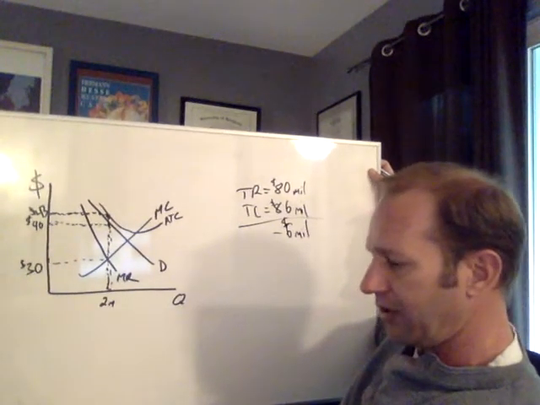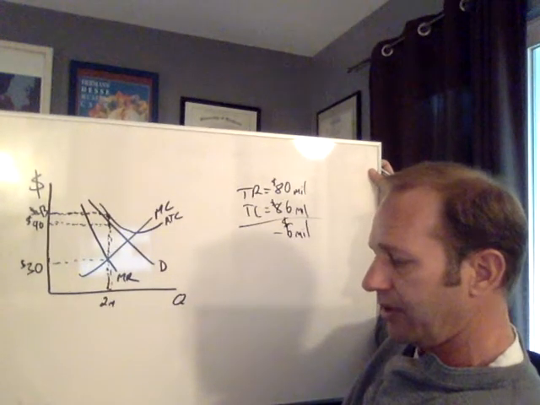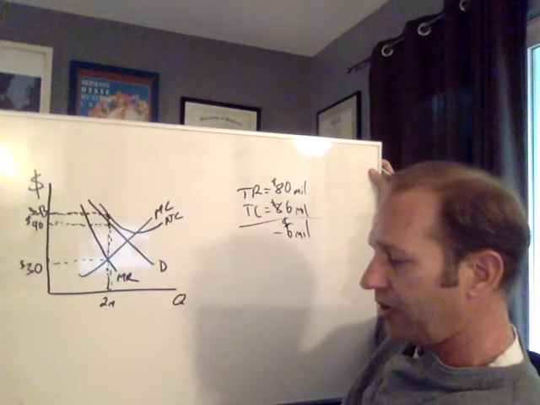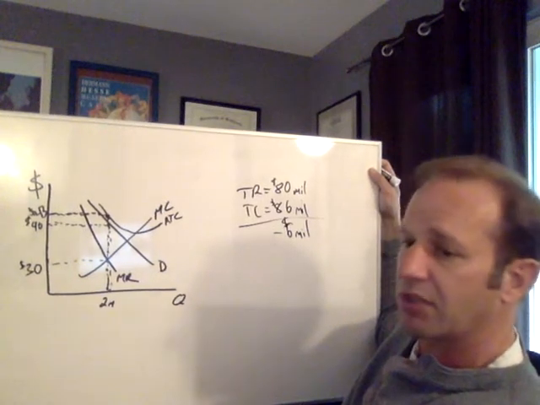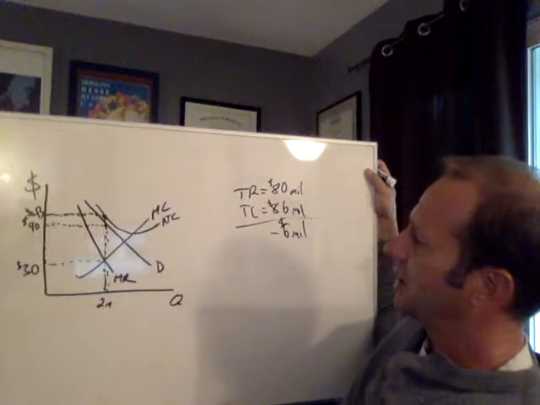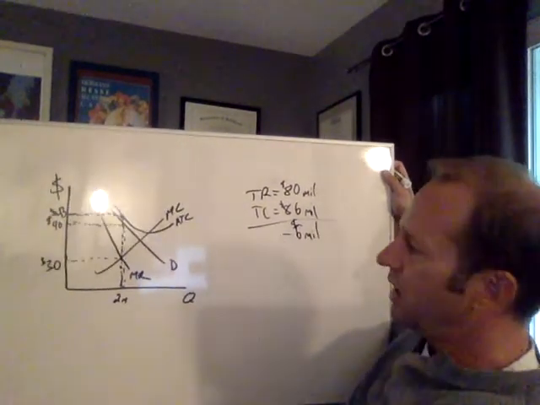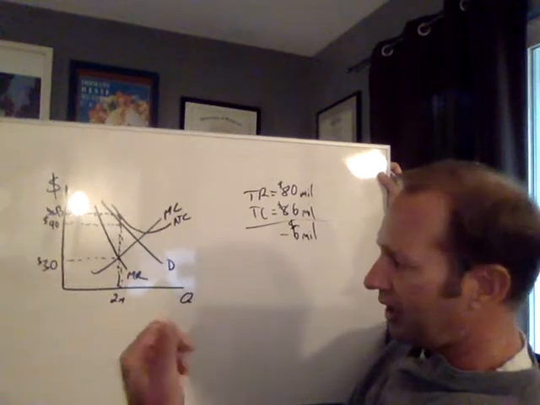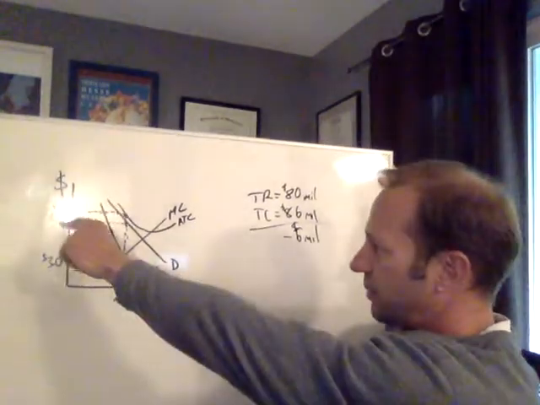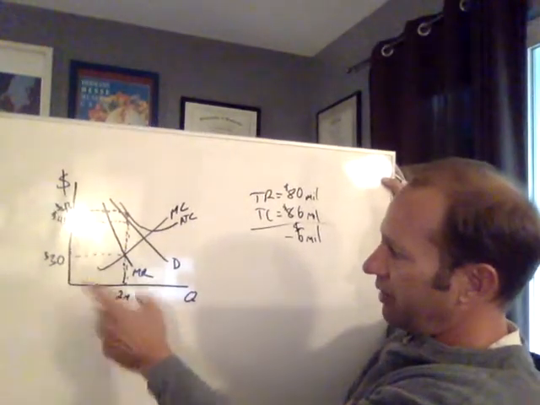Short run economic losses equal $40 per unit minus $43 per unit, times 2 million units, which is negative $6 million. I'm reading the author's response. I approached it from a total revenue and total cost approach over here. He used the other approach that we did in the last question, where he looked at the difference per unit.